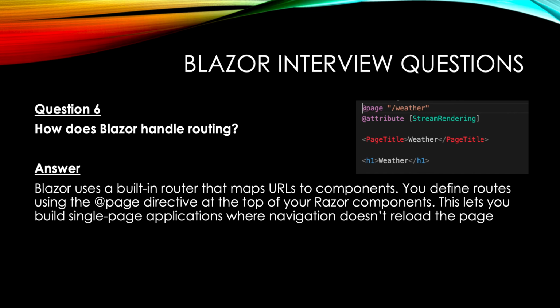Moving on to question number 6, how does Blazor handle routing? In Blazor, it uses a built-in router that maps URLs to components. We define routes using the @page directive at the top of our Razor components. This lets us build single page applications where the navigation doesn't reload the page.